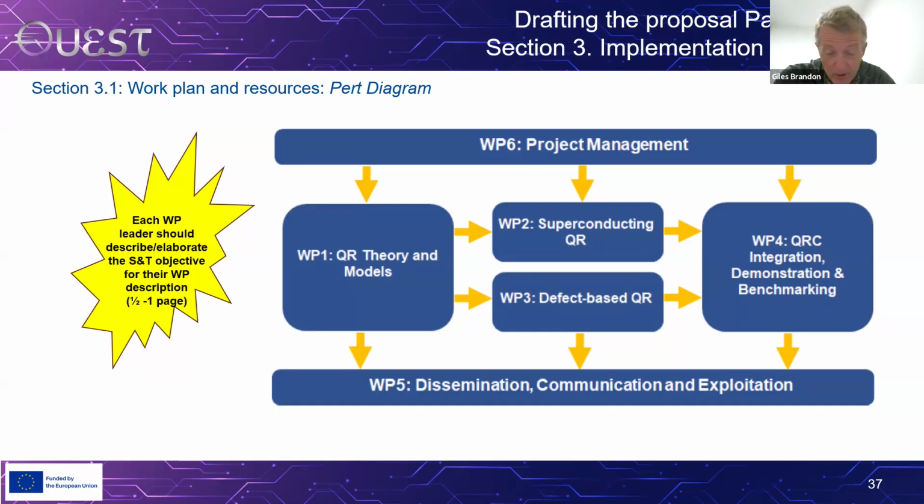So in the case of this one, which is a research and innovation action, it was clear work package 1 is sort of the theory and models. That's early on in the project. That information is feeding into the development of these 2 different types of quantum reservoir, superconducting and defect-based. And at some stage in the project, hopefully those are sufficiently developed that they can be integrated and demonstrated with some very fancy neural network. And then, hey presto, running in parallel throughout the project, we've got project management and dissemination, and they appear either side of the figure.